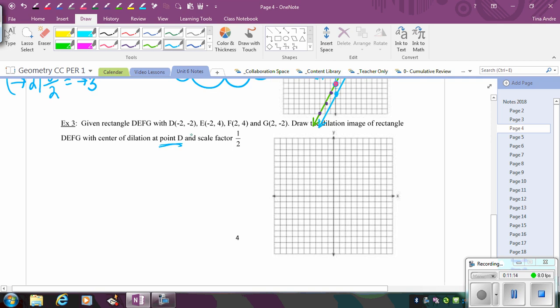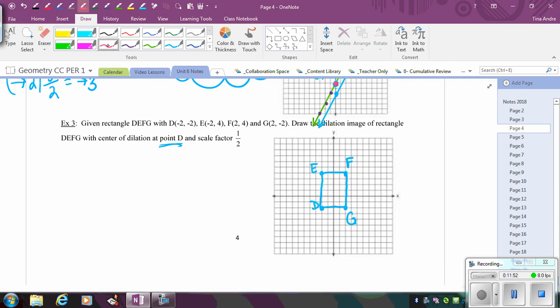So we're going to start off with this rectangle. So we have -2, -2. So making sure we're labeling our points. So -2, 4. F is 2, 4. Oops, I gotta fix this E. I went -2, 2, -2, 1, 2, 3, 4, and then 2, 4, and then 2, -2. So here's my rectangle.